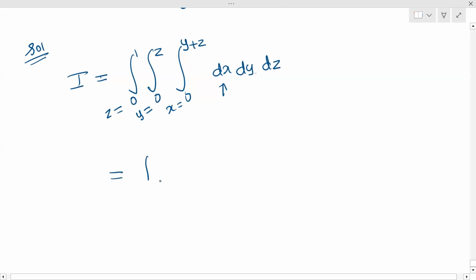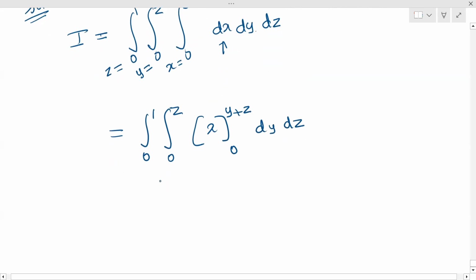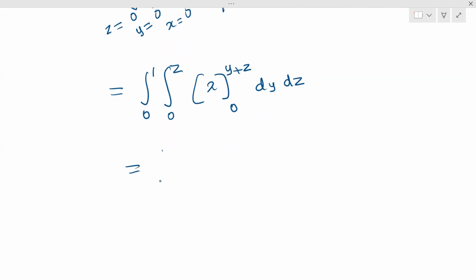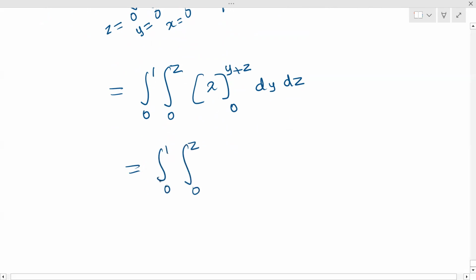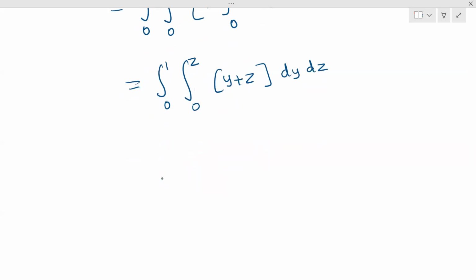So write outer integration as it is, middle integration as it is. First do inner integration. Here there is no function, so integration of dx is x. The limit is 0 to y plus z, dy dz. Okay. Now apply the limit 0 to 1, 0 to z, x equal to, apply the limit means y plus z minus 0. Lower limit is 0. dy dz. Now we move to the middle integration with respect to y.